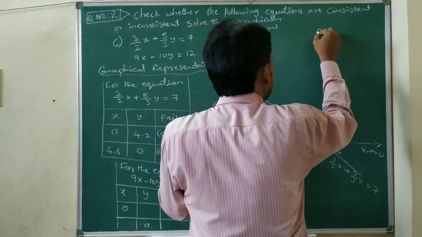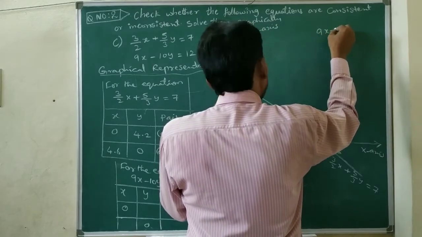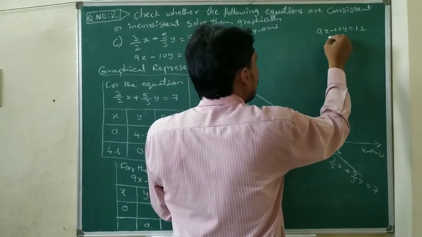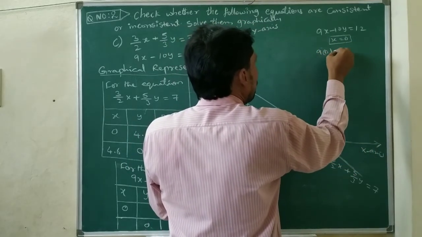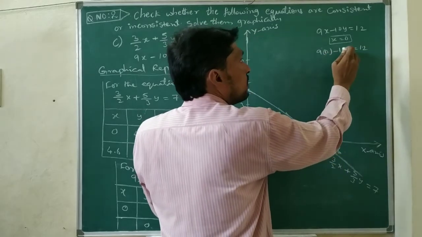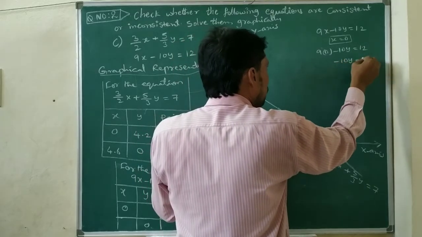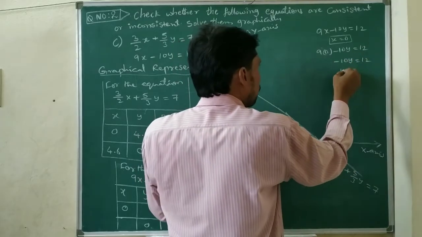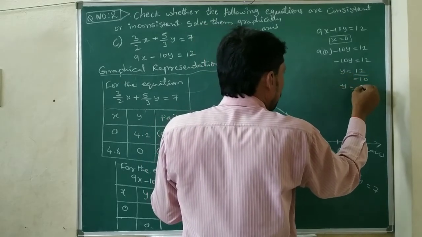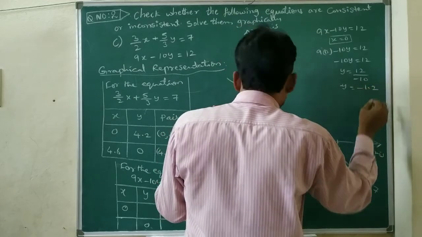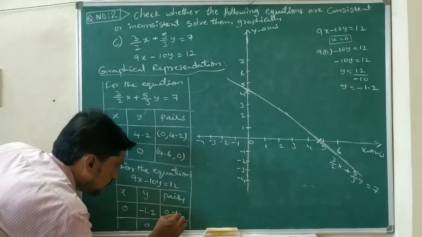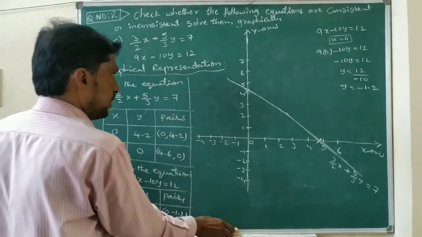First, the given equation is 9x minus 10y equals 12. Taking x as 0, 9 into 0 minus 10 into y equals 12. 9 into 0 is 0, so we get minus 10y equals 12. Transposing, y = 12 by minus 10, so the y value is minus 1.2. So the pair is (0, minus 1.2).